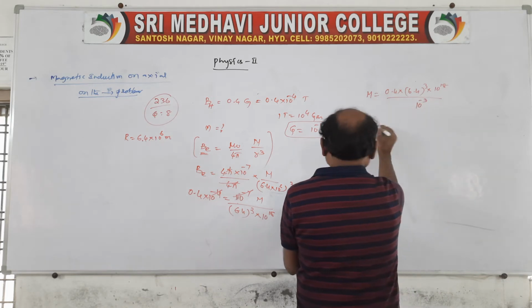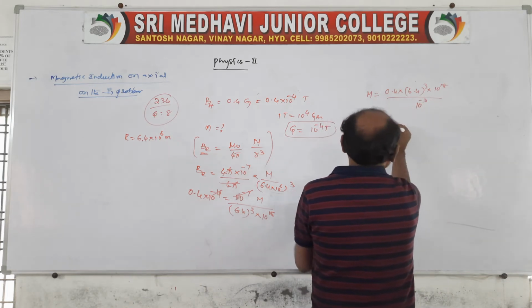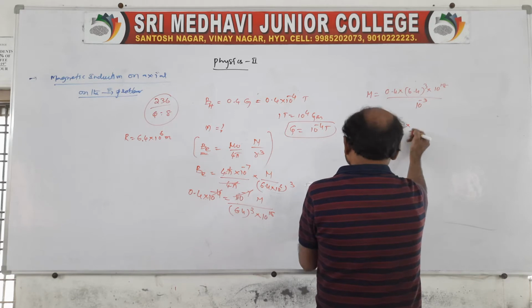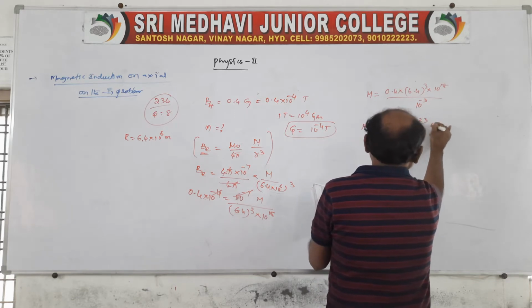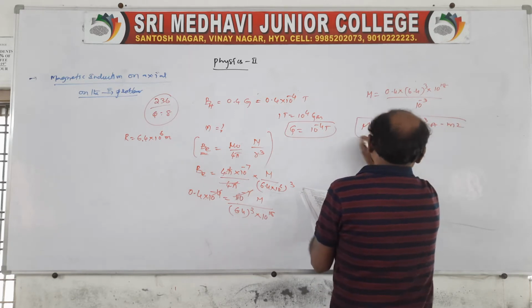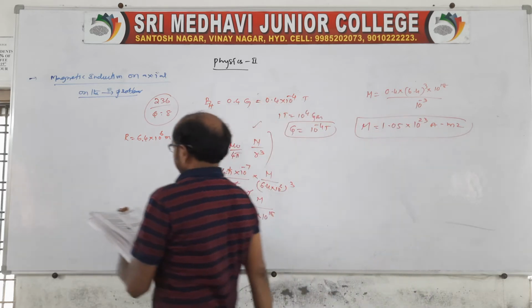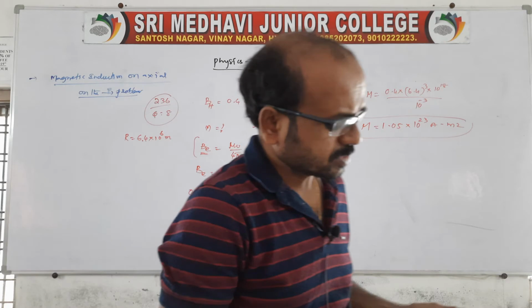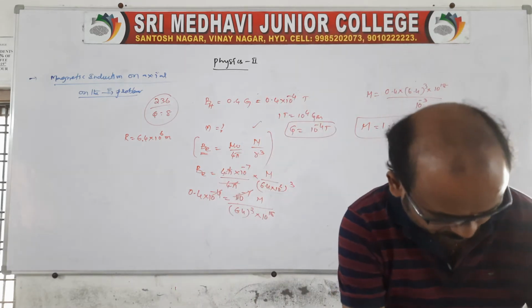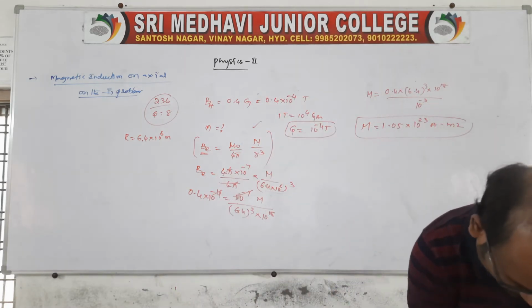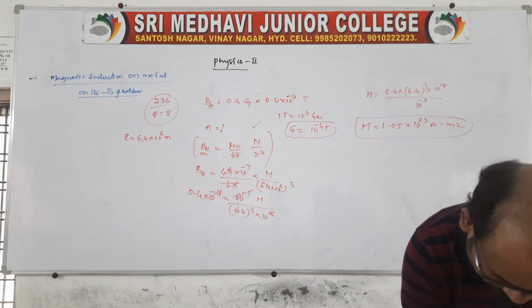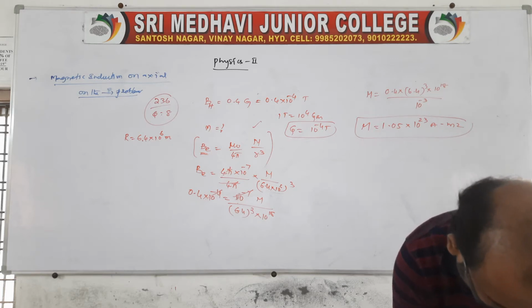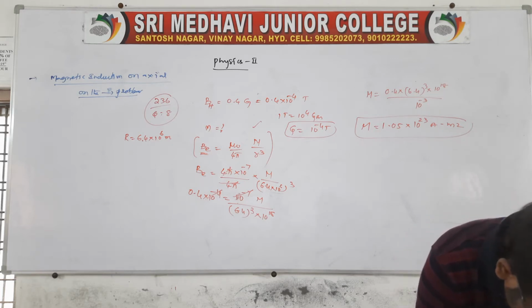So approximately the dipole moment will be 1.05 into 10 power 23 ampere meter square. This is related to the equatorial line. Unfortunately we did this, no problem; I'll tell you the equatorial derivation in the next class. Clear? You go through this.